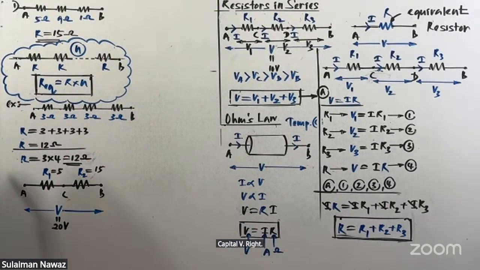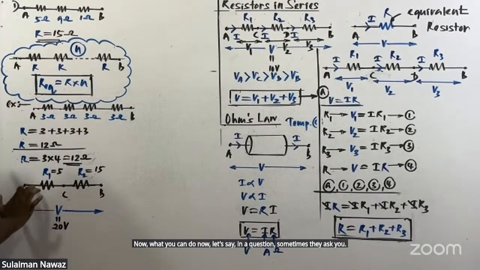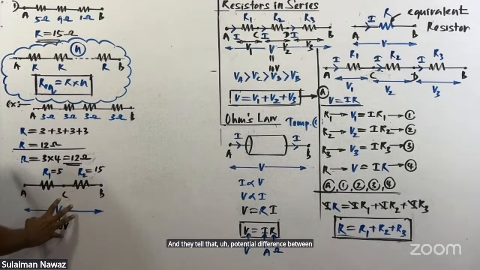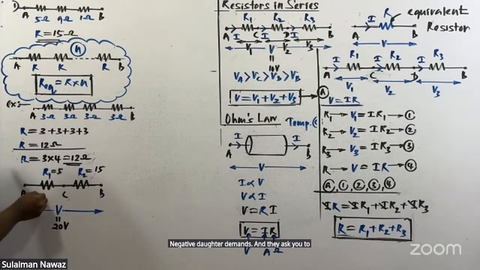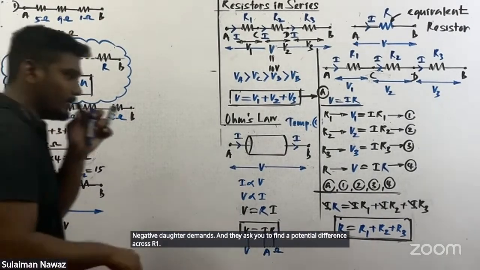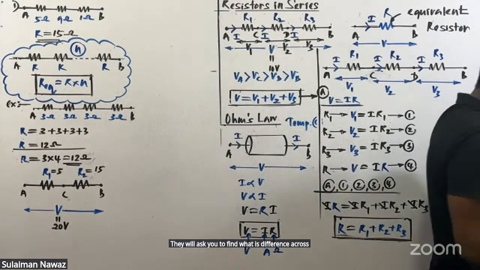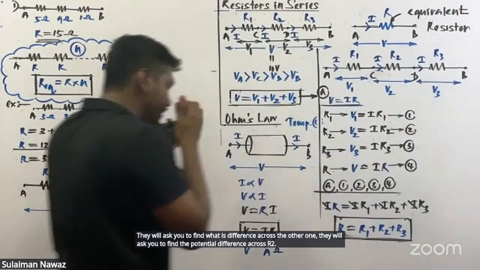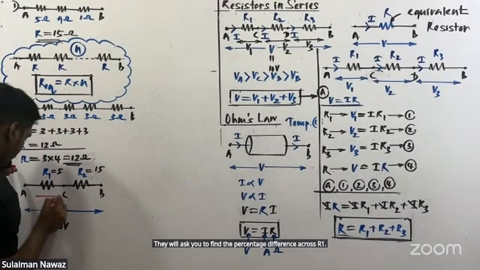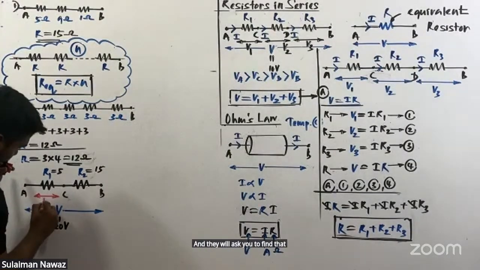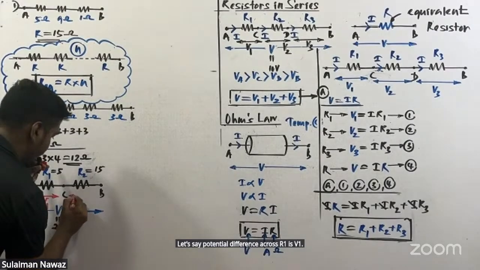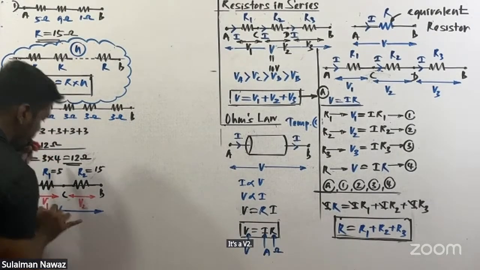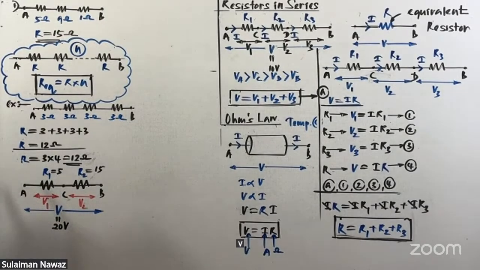So in a question, sometimes they give the resistances and tell you that the potential difference between A and B is 20 volts. They give the total potential difference, and they ask you to find the potential difference across R1 and the potential difference across R2. Let's say the potential difference across R1 is V1 and across R2 is V2. So now we know the theory.